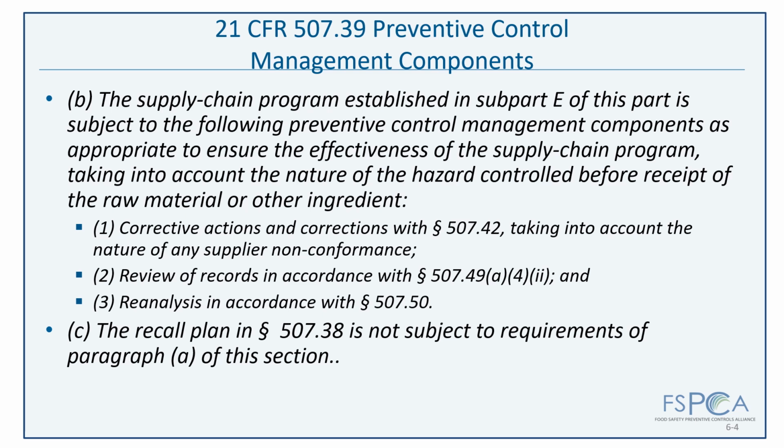So in Chapter 9, we're going to go over Subpart E, which is the supply chain programs. And this is a method of controlling a hazard, which is similar to a preventive control. But because the logistics are a little bit different, it gets its own subpart and it needs slightly different management components. We'll still have some corrective actions and corrections in place, but we're going to be doing a lot more review of records, and then of course we'll also have the reanalysis piece built into that part of our food safety plan as well.